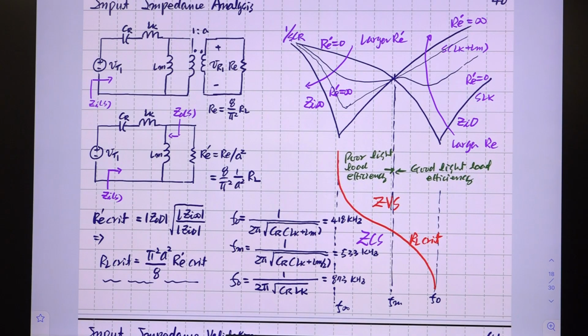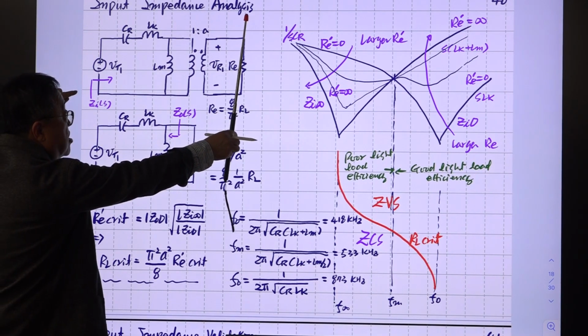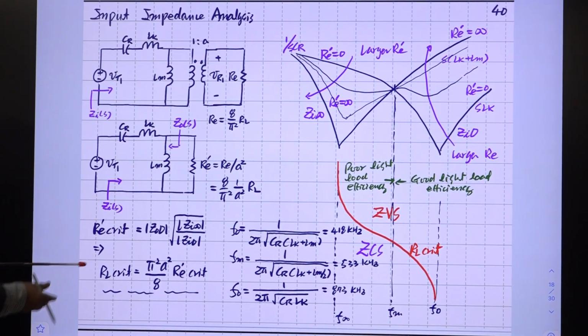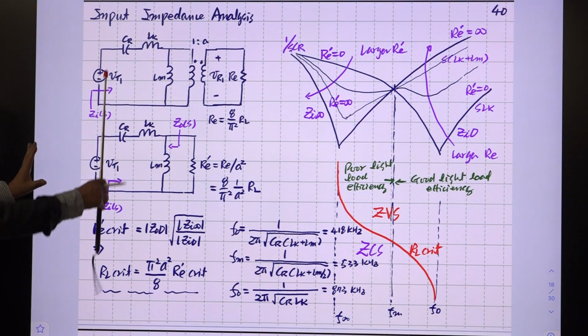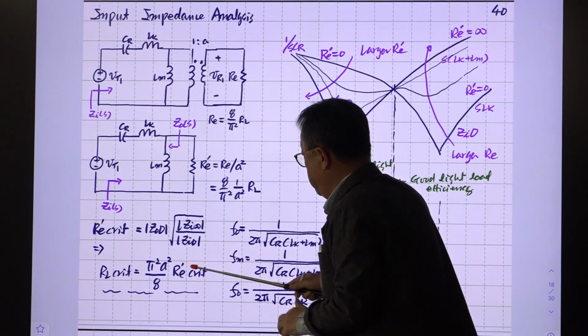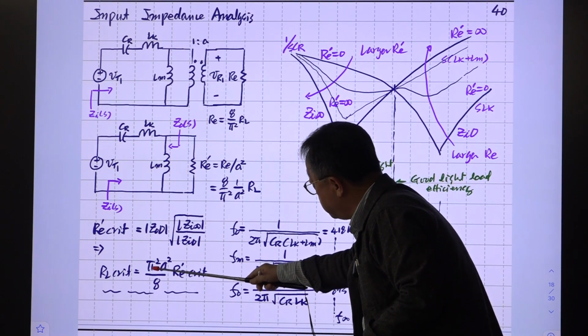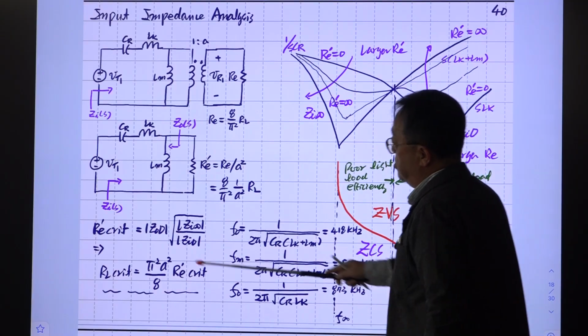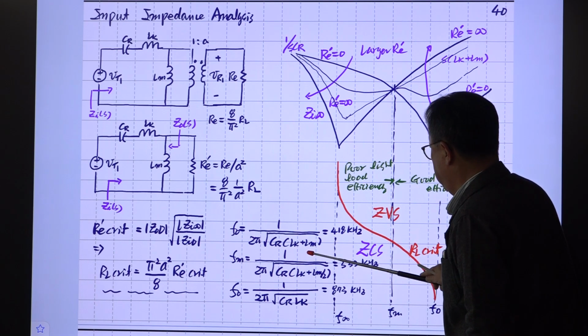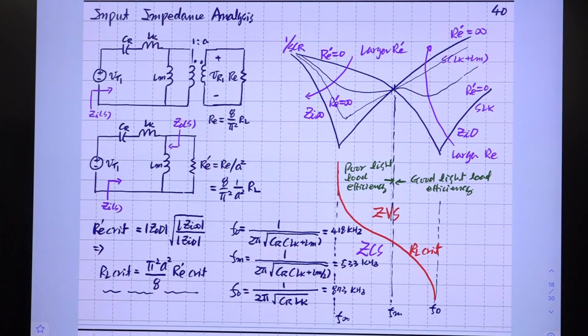Input impedance analysis. Because we are measuring input impedance from the primary side of the transformer, it's better to reflect this one to this side. So with this, you have this. And R critical, D prime. R critical seen by this side is this one, and R critical seen by the other side is this times N squared. They are the same thing, just with the scaling factor. This one is F infinity, not F0.